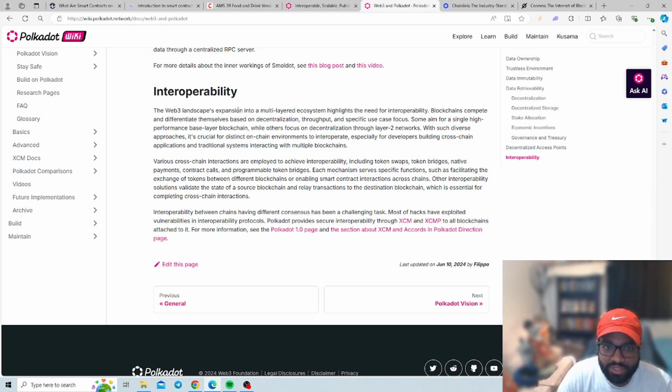The Web3 landscape's expansion into a multi-layered ecosystem highlights the need for interoperability. Blockchains compete and differentiate themselves based on decentralization, throughput, and specific use case focus. Some aim for high single-chain performance, while others focus on decentralization through layer 2 networks. Various cross-chain interactions are employed to achieve interoperability, including token swaps, bridges, native contracts, native payments, contract calls, and programmable token bridges. Each mechanism serves specific functions, such as facilitating the exchange of tokens between blockchains and enabling smart contract interactions across chains, like I mentioned before. Other interoperability solutions validate the source of the blockchain.